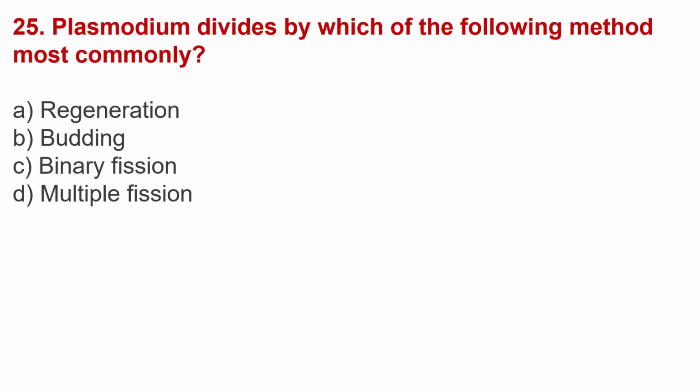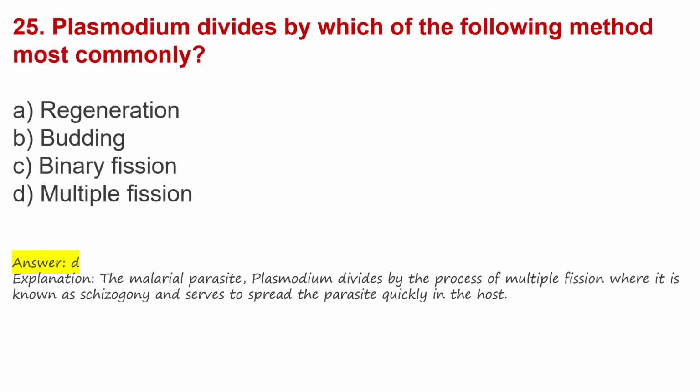Plasmodium divides by which of the following methods most commonly? A. Regeneration, B. Budding, C. Binary fission, D. Multiple fission. The answer is D, multiple fission. The malarial parasite Plasmodium divides by the process of multiple fission, known as schizogony, and this serves to spread the parasite quickly in the host.